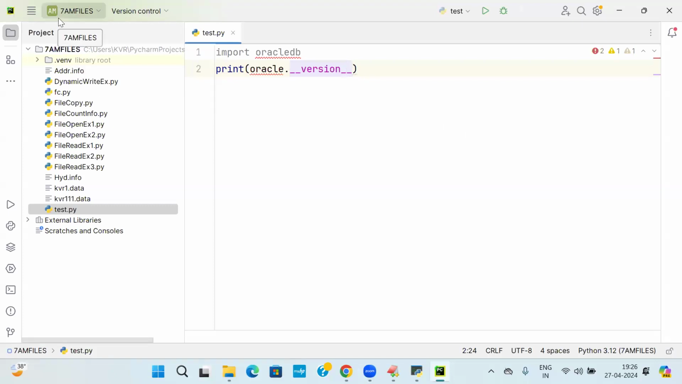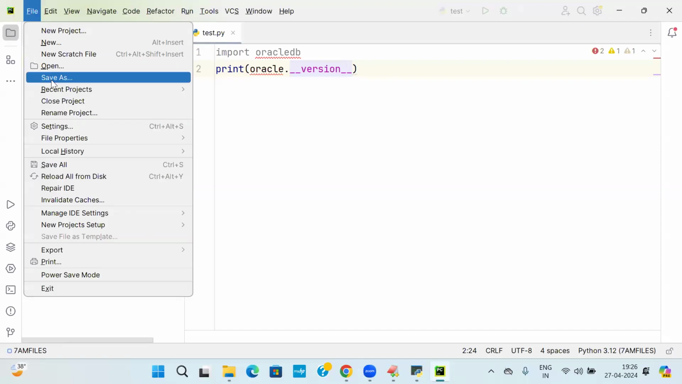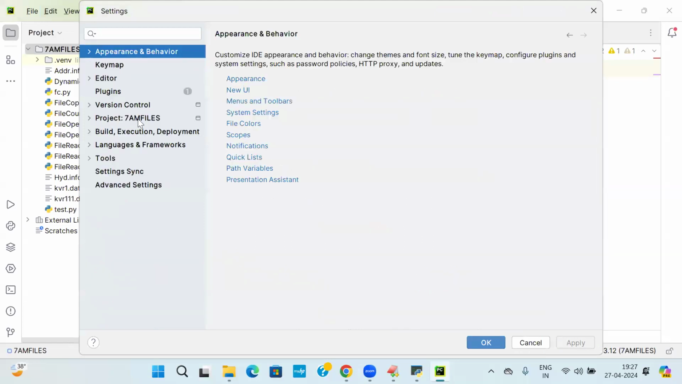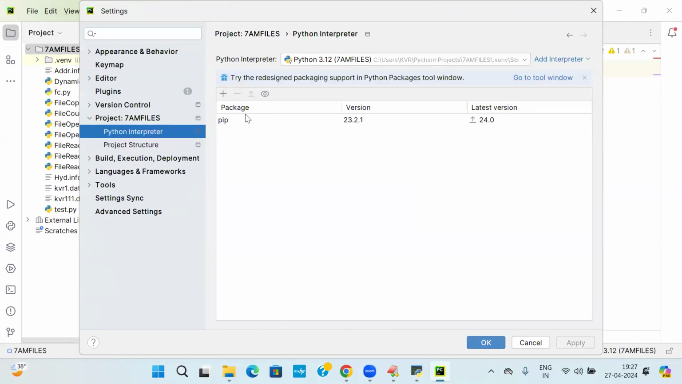This is my PyCharm IDE. My project name is 7am files. I'll go to Settings here. 7am files is my project name. Python interpreter is there. In the Python interpreter, there is a tool called pip. I will explain about pip in detail.